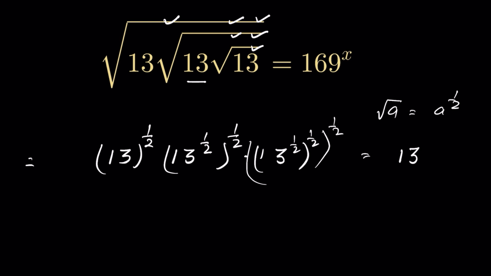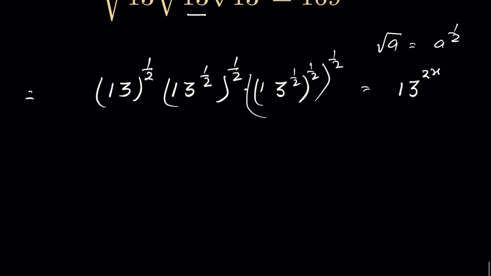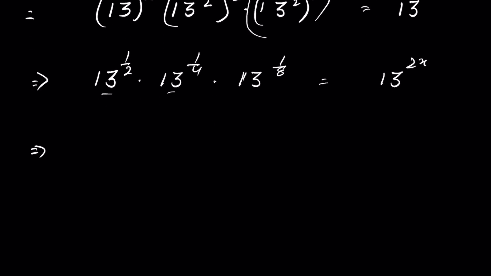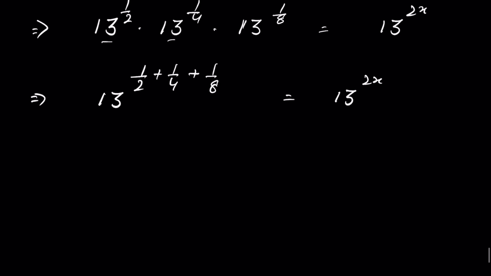We can write it as 13 square, then times x, or it is 13 to the power 1/2 times 13 to the power 1/4 times 13 to the power 1/8 equals 13 to the power 2x. Now we can add the exponents because bases are same. So 13 to the power 1/2 plus 1/4 plus 1/8 equals 13 to the power 2x, or 13 to the power, LCD will be 8, so 4 plus 2 plus 1 over 8, equals 13 to the power 2x.